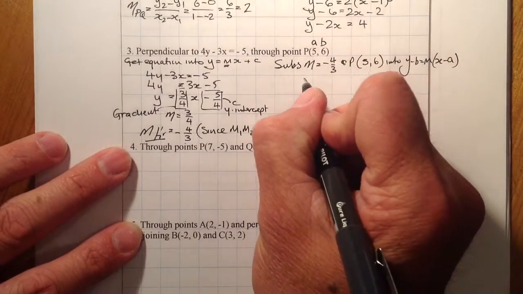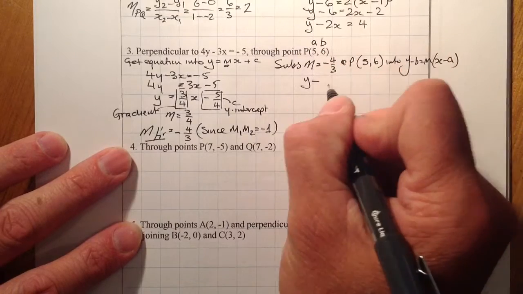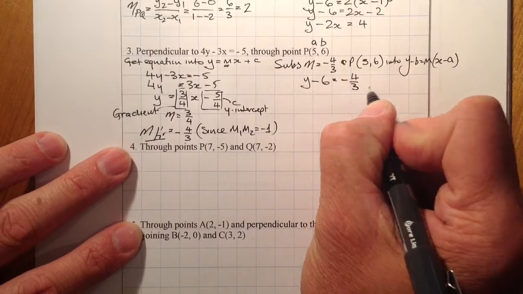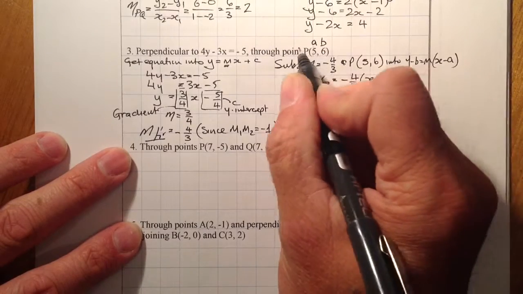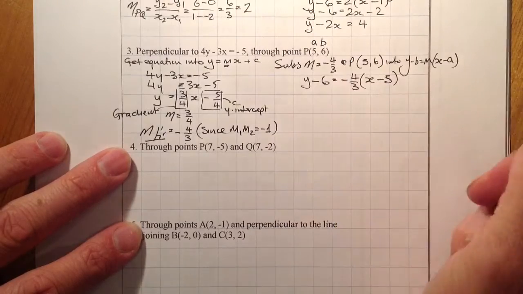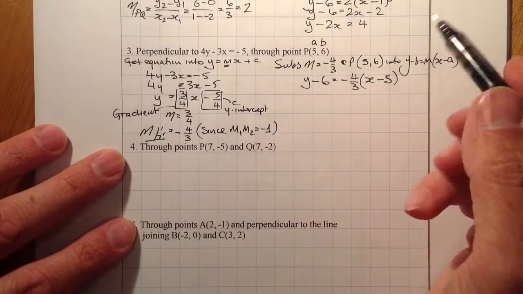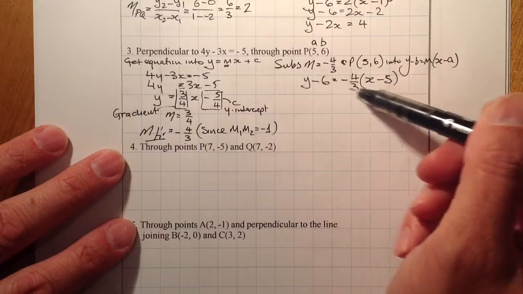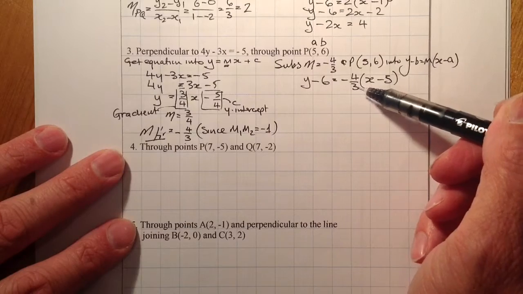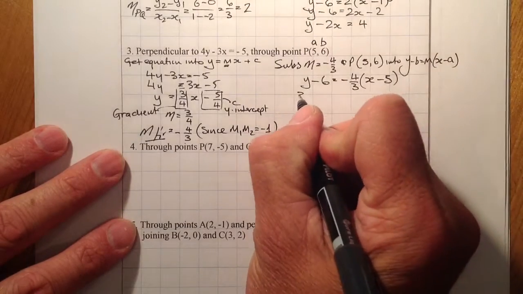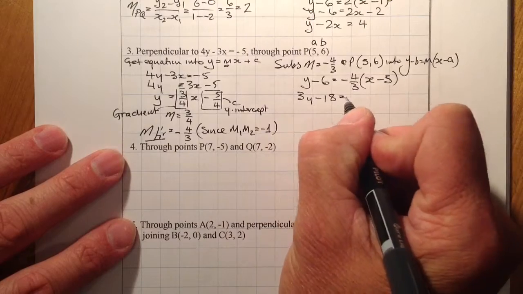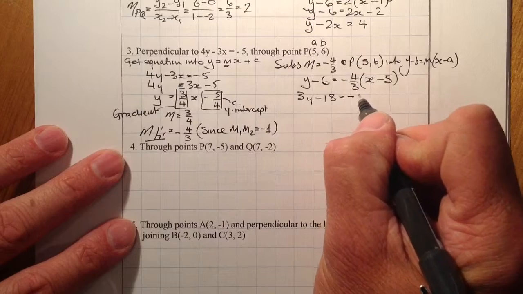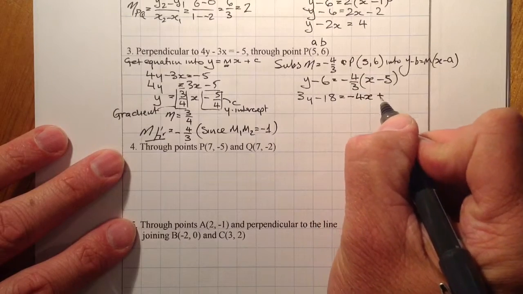Right, so it's going to be y minus the 6 is equal to the gradient minus 4/3, open bracket, x minus 5, okay? That's how we started it off there. Right, so what I was saying earlier is that if I try and sort this out, I'm going to multiply the left hand side by the 3 to get rid of the fraction. So that's going to give me 3y minus 18 is equal to, I'm going to multiply the right hand side out by minus 4. So that's going to give me minus 4x, and that's going to give me plus 20.